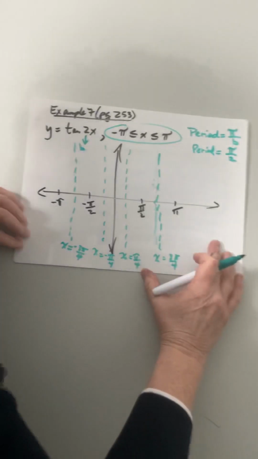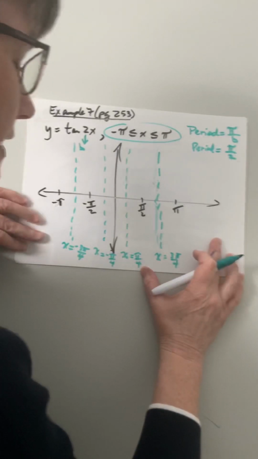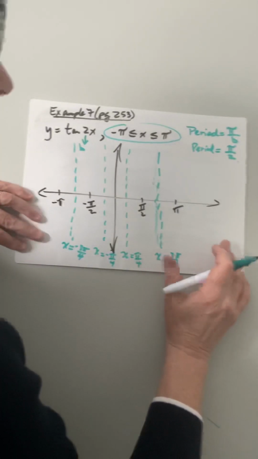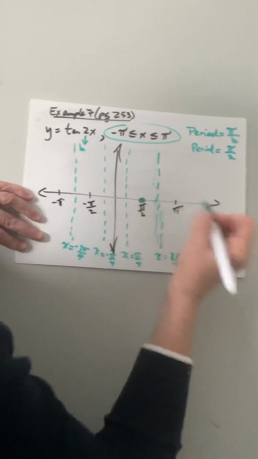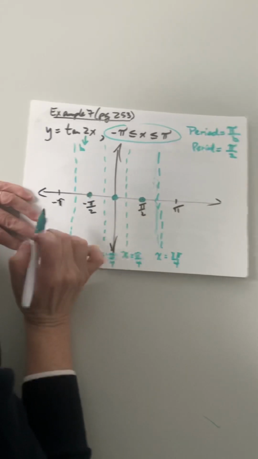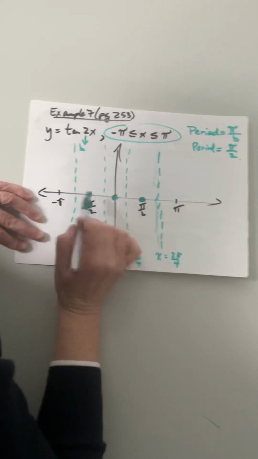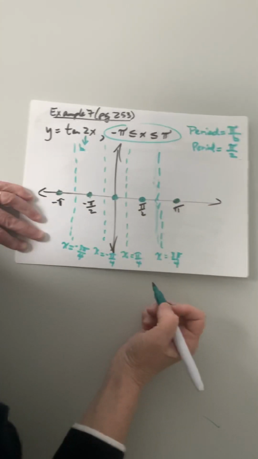What else do we know about the tangent function? We know that with no other transformations, it's going to cross the x-axis halfway between the asymptotes. Okay, so it's going to cross the x-axis here, here, and here. Continuing this pattern, it will also cross the x-axis here and here.